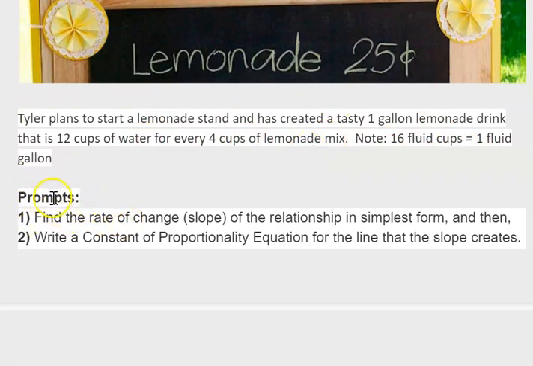So let's take a look at our prompt here for this challenge. It says 1, find the rate of change or slope of the relationship in simplest form, and then 2, write a constant of proportionality equation for the line that the slope creates. Mr. E, I've never done this before. Oh my God. It's okay.